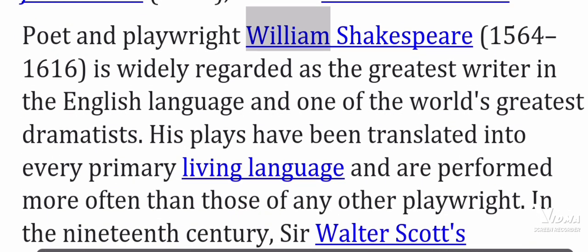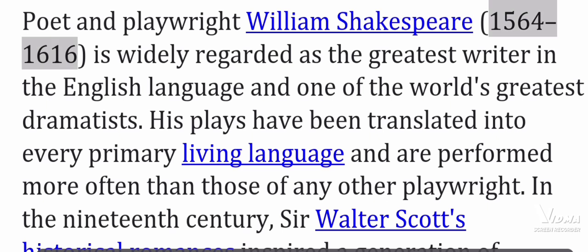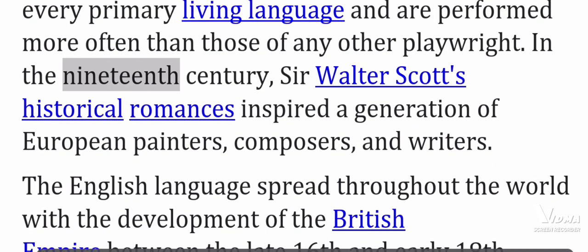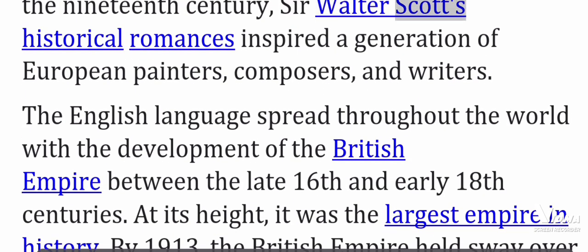Poet and playwright William Shakespeare, 1564 to 1616, is widely regarded as the greatest writer in the English language and one of the world's greatest dramatists. His plays have been translated into every primary living language and are performed more often than those of any other playwright. In the 19th century, Sir Walter Scott's historical romances inspired a generation of European painters, composers, and writers.